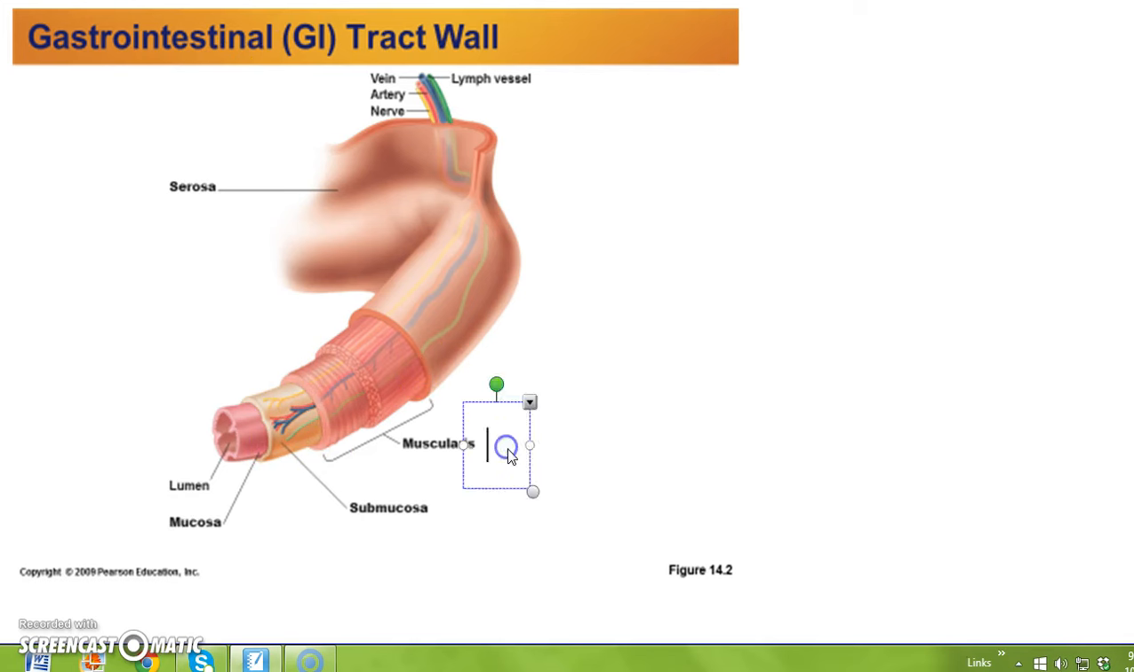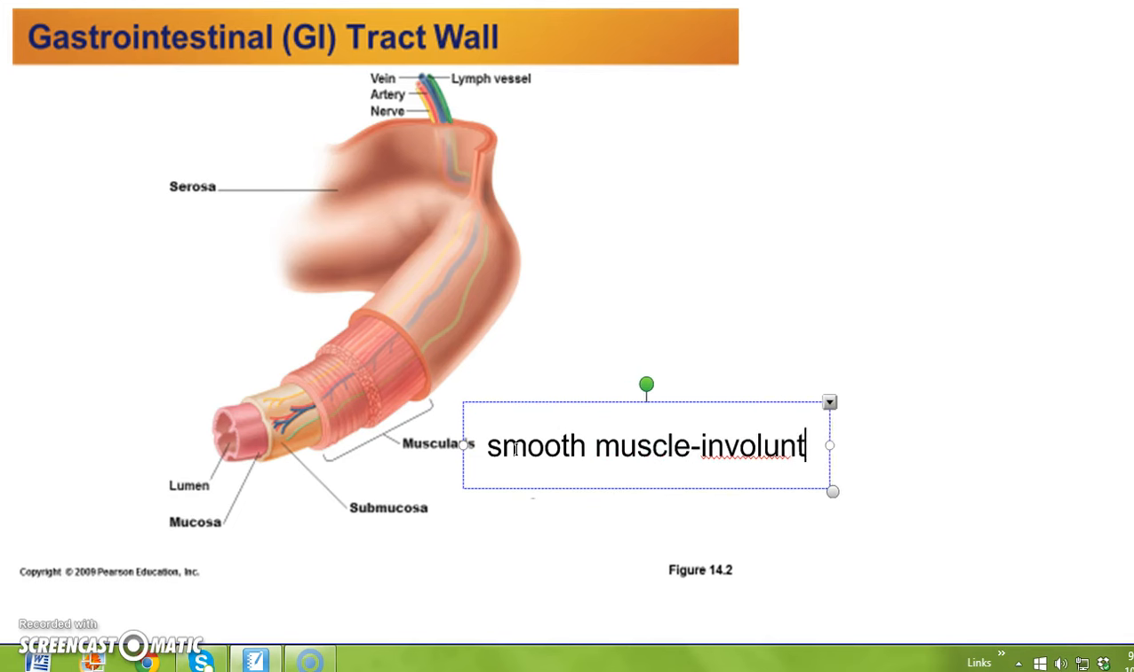The muscularis is smooth muscle that is involuntary. From the time you swallow your food until the time you are dashing to the restroom, that is going to be out of your voluntary control, because smooth muscle is going to be contracting and moving that along. And then the very outermost layer is that serosa.